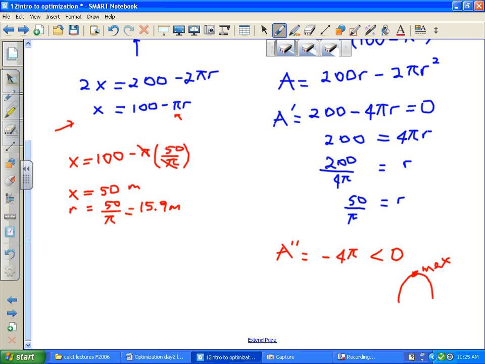So 50 for x. So 15.9 is almost 16, let's say. If you want to visualize how this track is going to look, it's 50 on this side, 50 on this side, and this side should be 2r. The width should be 2r, roughly 32 meters on that side. So 50 on either side, and the other side will be roughly 32, because 2 times 16 is roughly 32. Okay.